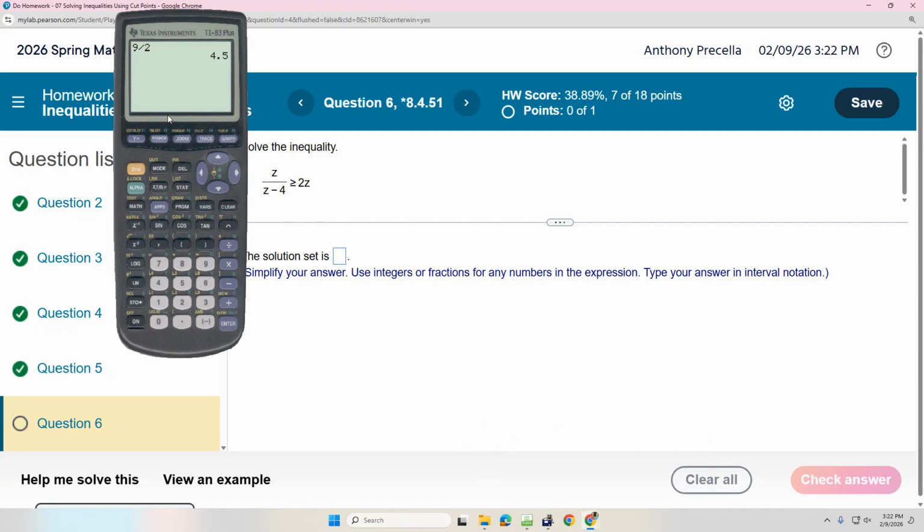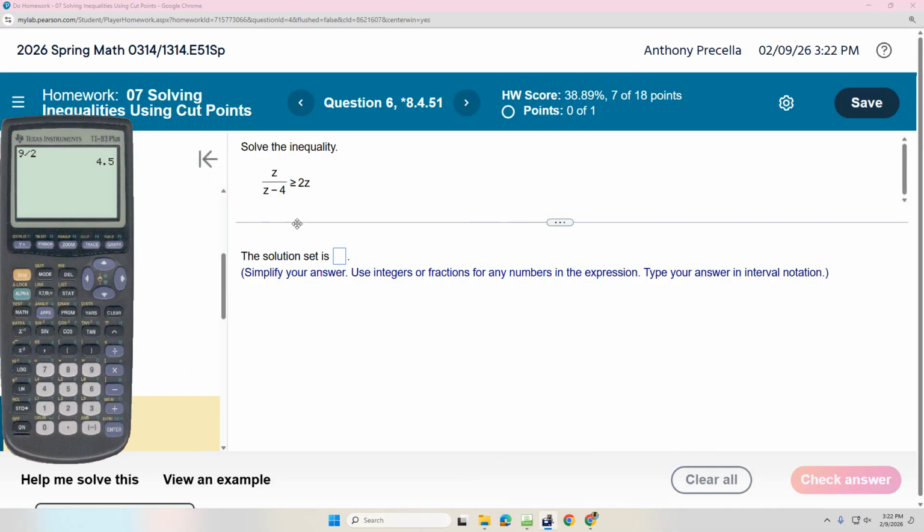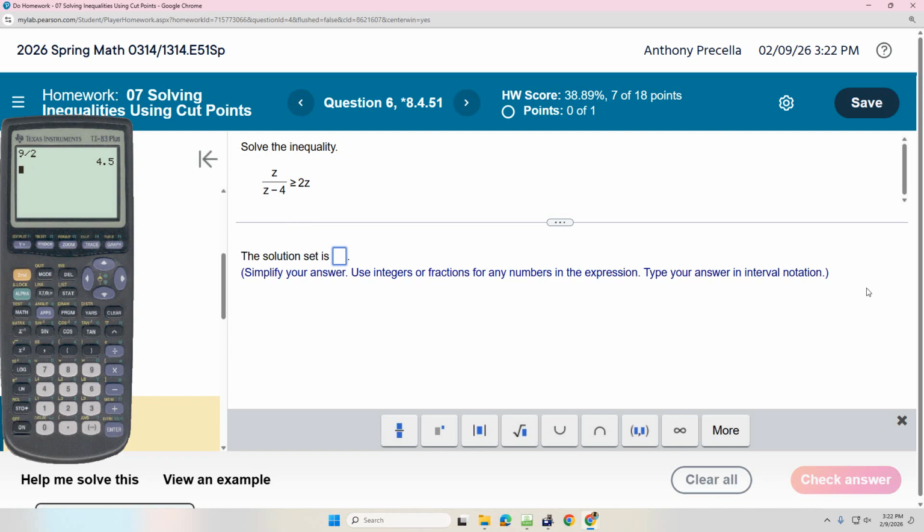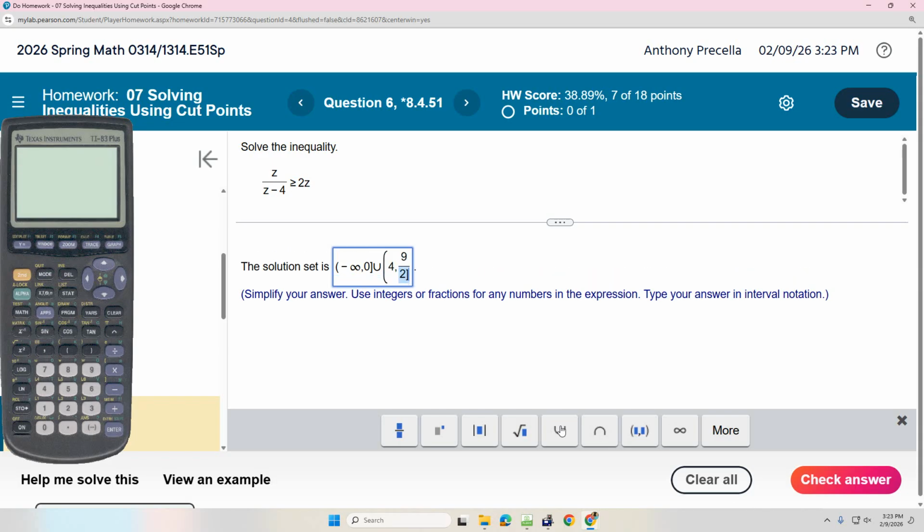Type it in. Okay, type it in. Parentheses, negative infinity, comma 0, bracket. Union, left parenthesis, 4, comma, 9 over 2, bracket. Do that, it's going to count it wrong. Get out of the denominator before you type your bracket. Any questions there? Yes.